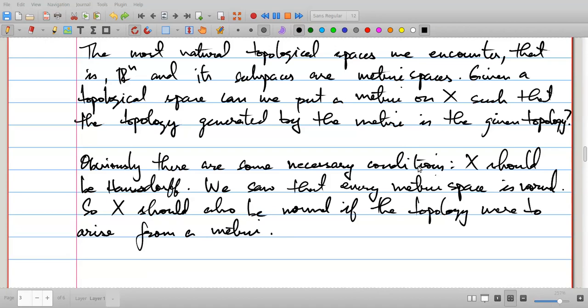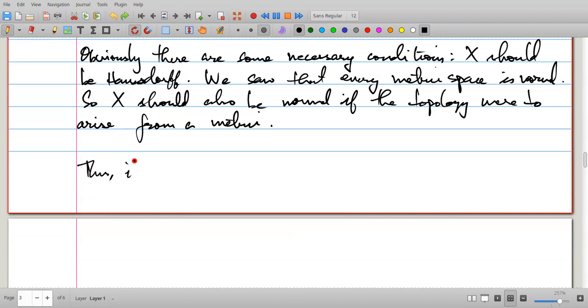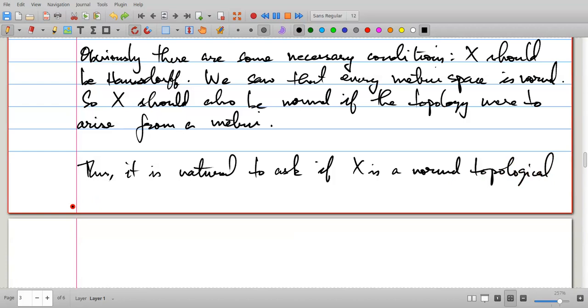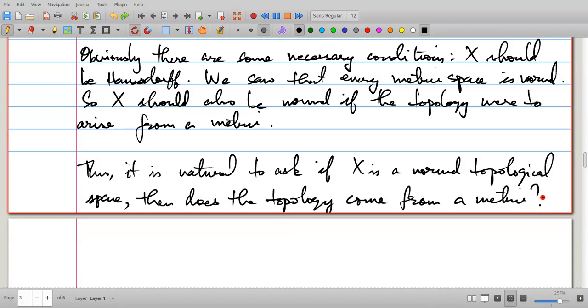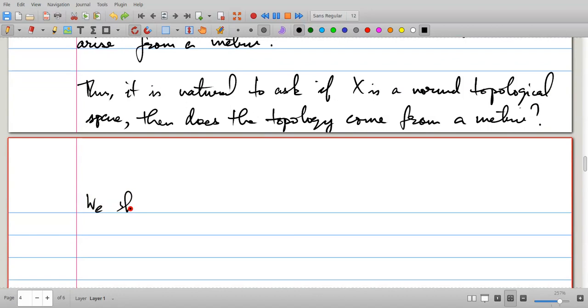So thus it is natural to ask, if X is a normal topological space, then does the topology come from a metric? So we shall now address this question. So we begin with some preliminaries.